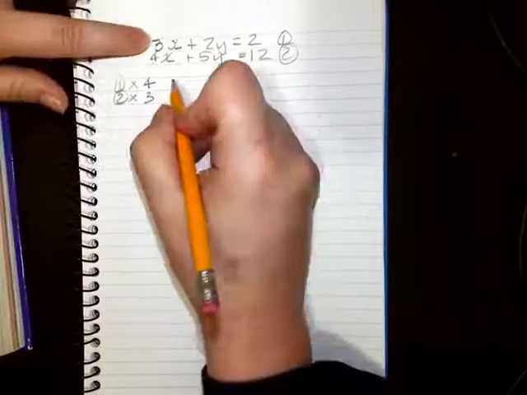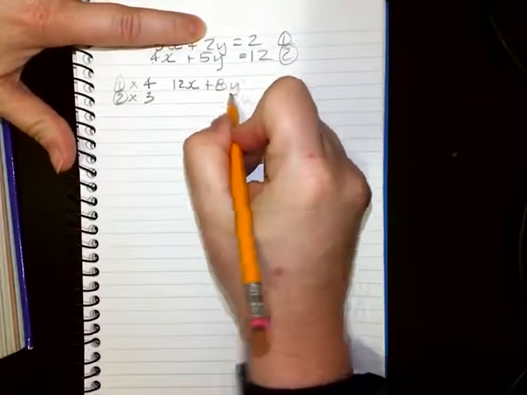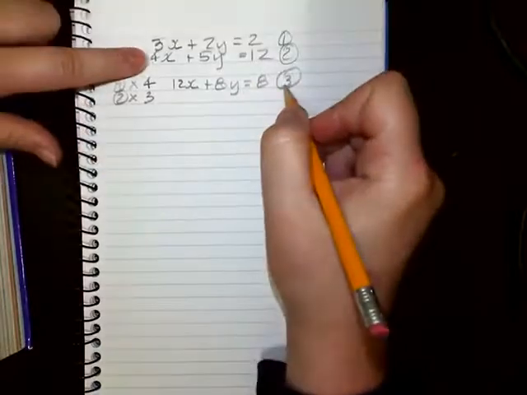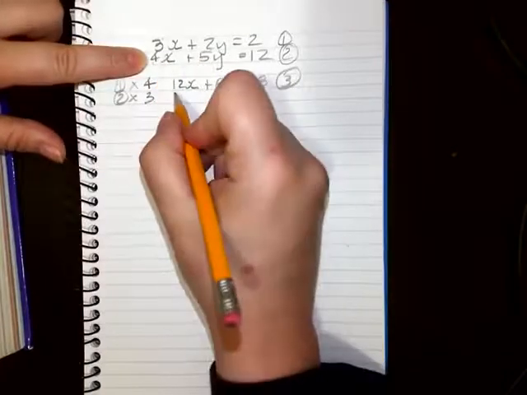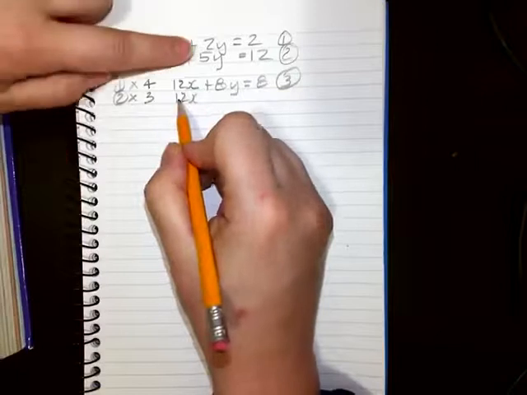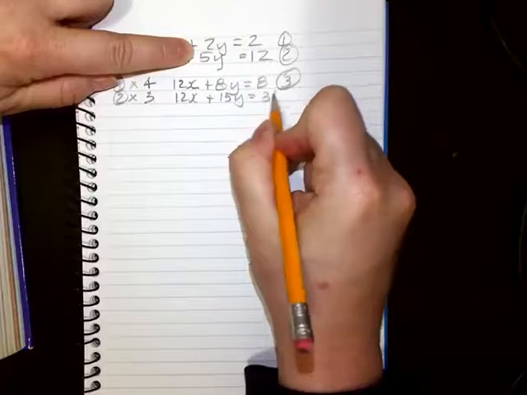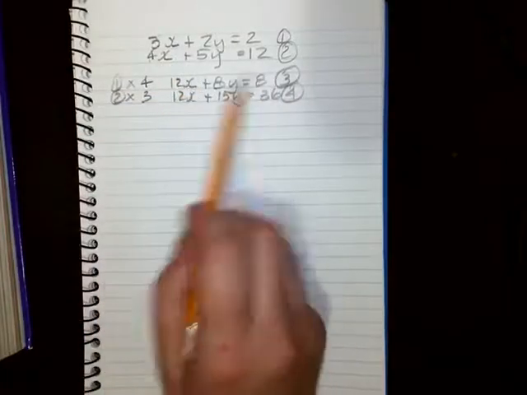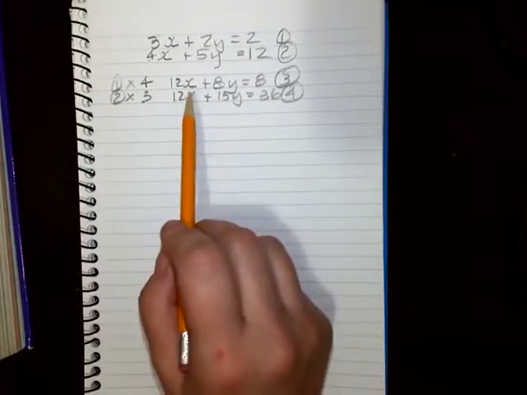So 4 times 3 is 12x, 4 times that is 8y, and 4 times that is 8. I'll call that equation 3. And then I'm going to multiply everything in this line by 3. So 3 times 4x is 12x. Of course, that's no surprise. We did this on purpose. Then I have to multiply this by 3 and this by 3. And now I have two equations where one of the variables has the same coefficient, so I can now add or subtract.